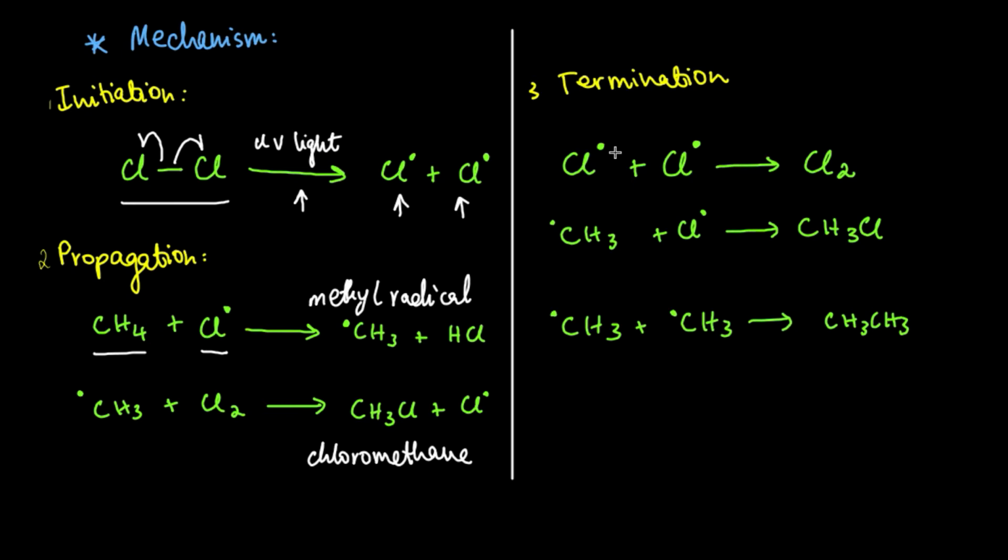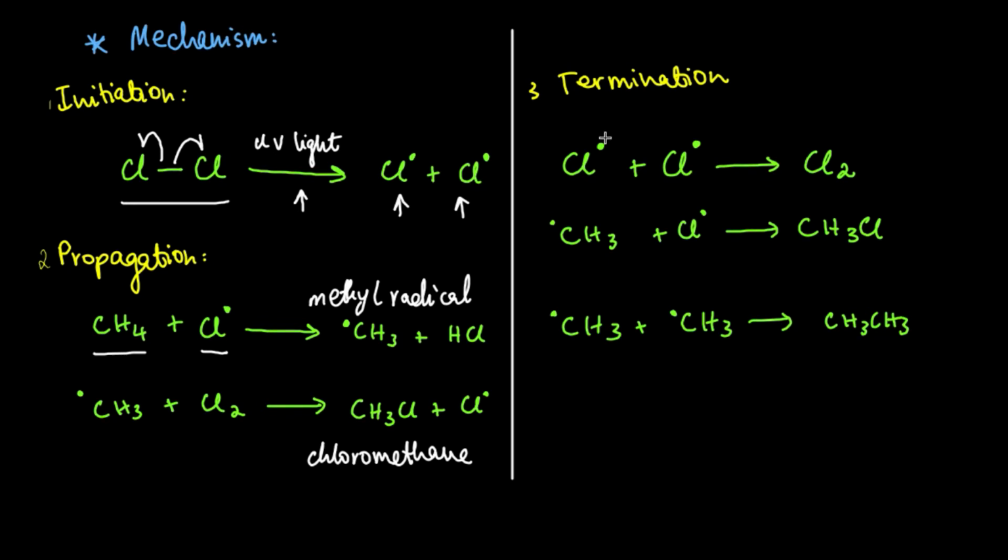Now what termination has is that all the radicals that were produced in the initiation and propagation steps, meaning the chlorine radicals and the methyl radicals, they will react with each other in different ways to produce new products and in different proportions. Okay, now what exactly these products are, let's see.